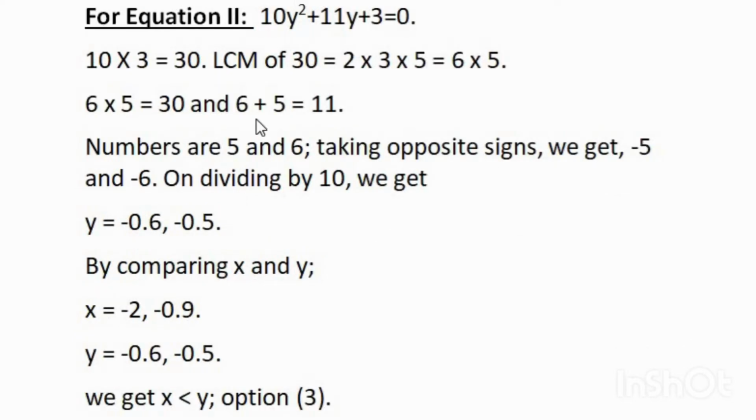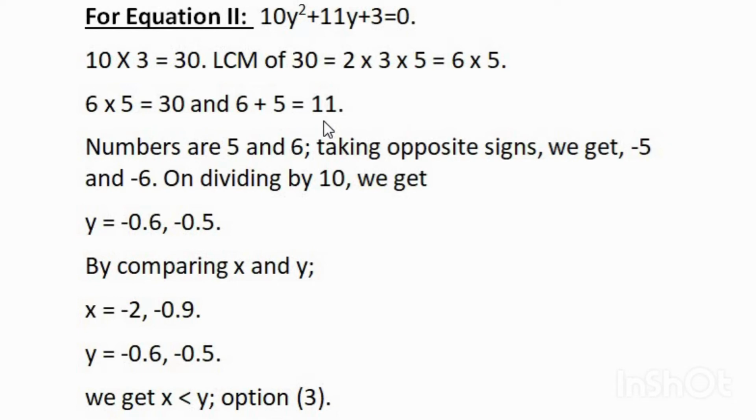Now considering the second equation, 10y square plus 11y plus 3 equal to 0, multiplying the y square term and the constant term, that is 10 into 3 equal to 30, LCM of 30 equal to 2 into 3 into 5, which can be written as 6 into 5. Why? Because 6 into 5 we will get the same number 30, and 6 plus 5 we will get 11, that is the middle term.